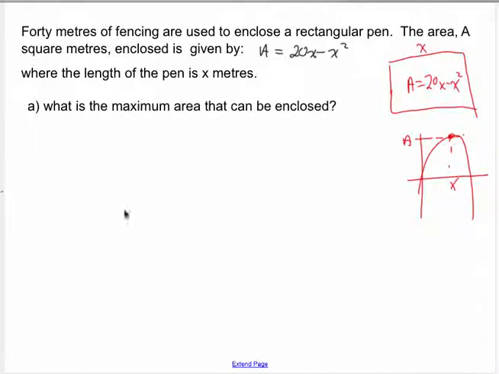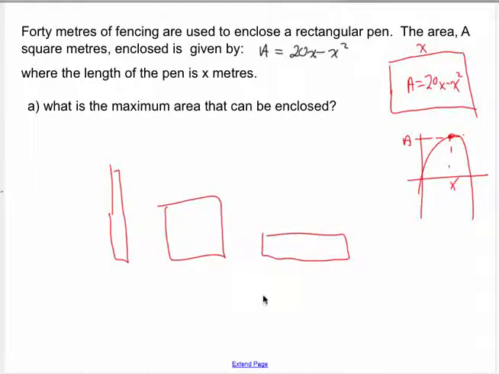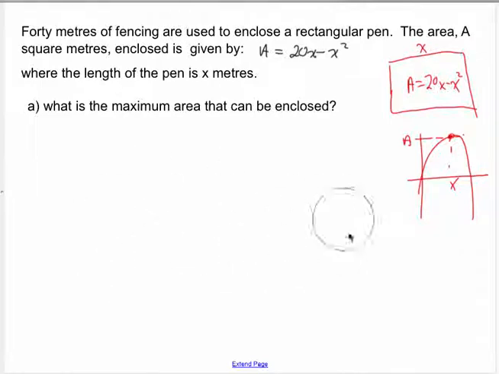Because I can have all kinds of rectangles. I can have really tall skinny ones, I can have squarish ones, or I can have really long ones like that. All kinds of different rectangles, but there's one specific type that's going to give me a maximum area, and I need to find out what that is.